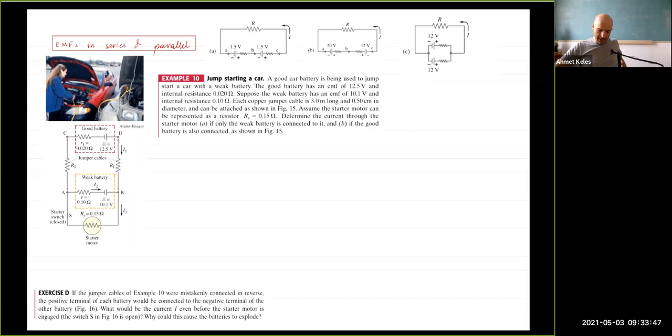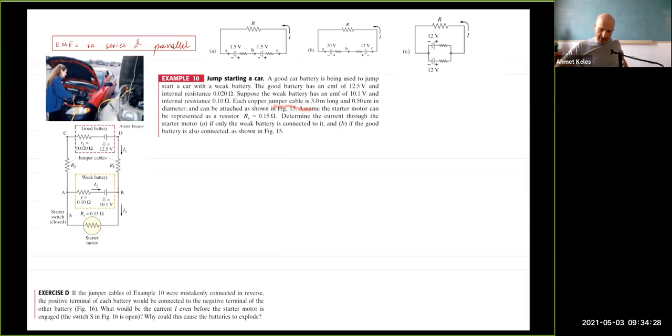So this is about jump starting a car. A good car battery is being used to jump start a car with a weak battery. Okay, so this is the car which doesn't start. This is your friend's car, and you have your jump cables and you jump start from here. And there are some cables, some resistors inside. And the question goes, the good battery has an EMF of 12.5 volts and an internal resistance of 0.20 ohm.